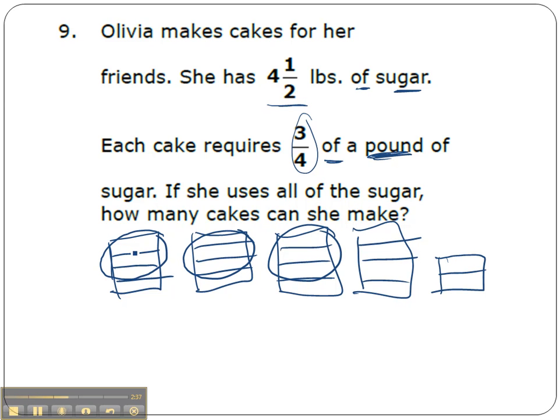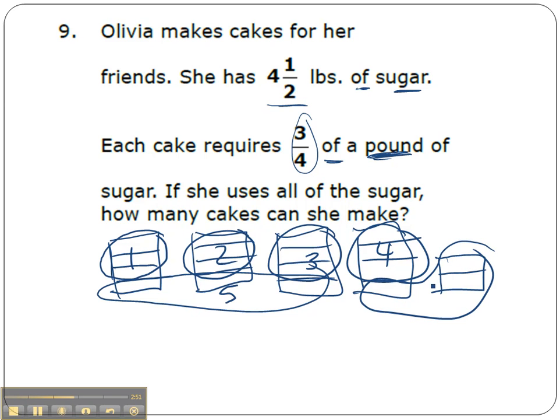So with each one of these groups can make a cake. And then these extra pieces, but they're each 1/4, they would make a cake. That would be the 5th cake. And then these 3/4 would make a cake. That would be the 6th cake. So our answer should be 6, but let's do it with the rule, with the algorithm.